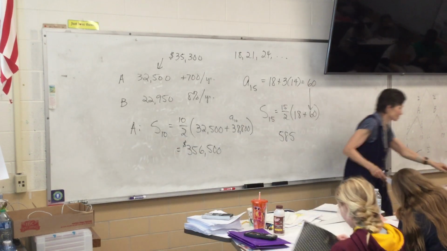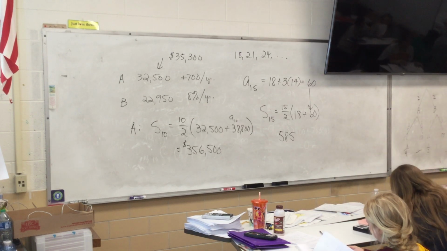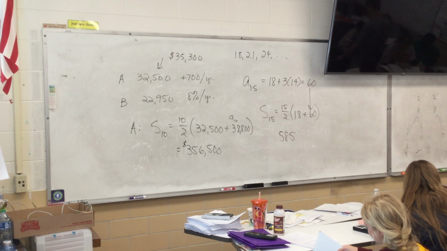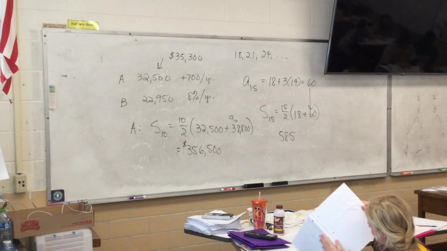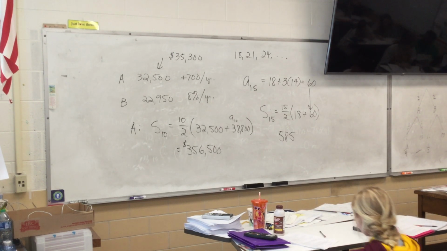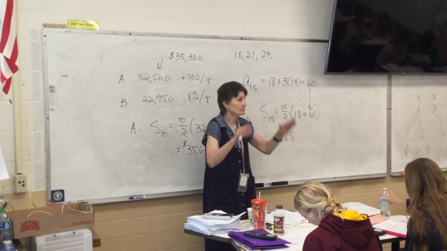Alexis? Can you do number 11? Number 11, here we go. There are 5 people in a race. Each of the top 3 finishers will receive $25. How many different ways will the prizes be awarded?